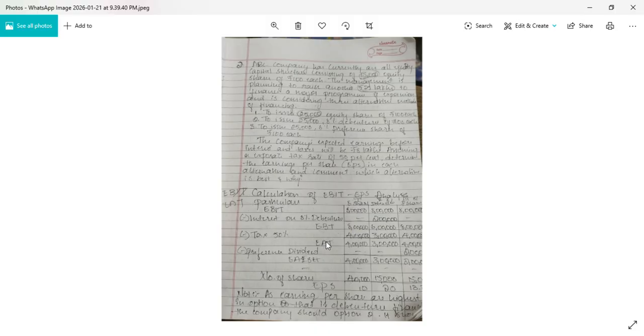We will get EAT, that is earnings after tax. So now 8 lakh minus 4 lakh, we will get 4 lakh, that is earnings after tax. In the second alternative, 6 lakh minus 3 lakh, we will get 3 lakh as our earnings after tax. In the third option, 8 lakh minus 4 lakh, we will get 4 lakh as earnings after tax.